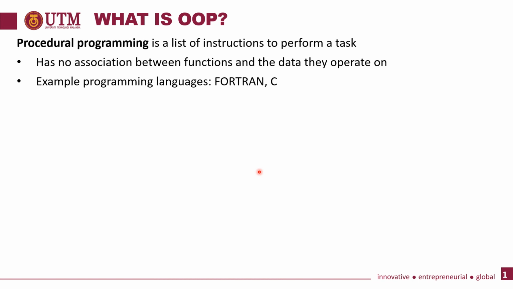Before we proceed with the definition of object-oriented programming, let's take a look at the definition of procedural programming. Procedural programming is a list of instructions to perform a task. It has no association between the functions or the data they operate on. So what they have is just a list of instructions. Examples of programming languages that use procedural programming are Fortran and also C.